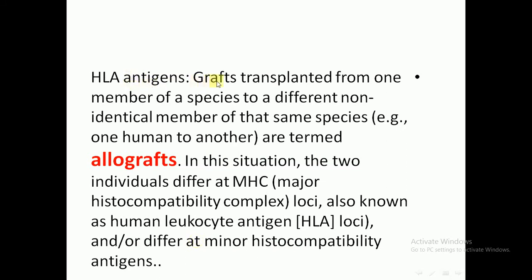For HLA antigens, each graft transplanted from one member of a species to a different, non-identical member of the same species, for example one human to another, is termed an allograft. The graft is the organ that is transplanted, whether tissue, cell, or organ. In this situation, the two individuals differ in the HLA typing in the major histocompatibility complex, which is the same name, whether MHC or HLA, also known as human leukocyte antigen, and or differ at minor histocompatibility antigens. As you know, we have major and minor histocompatibility antigens.